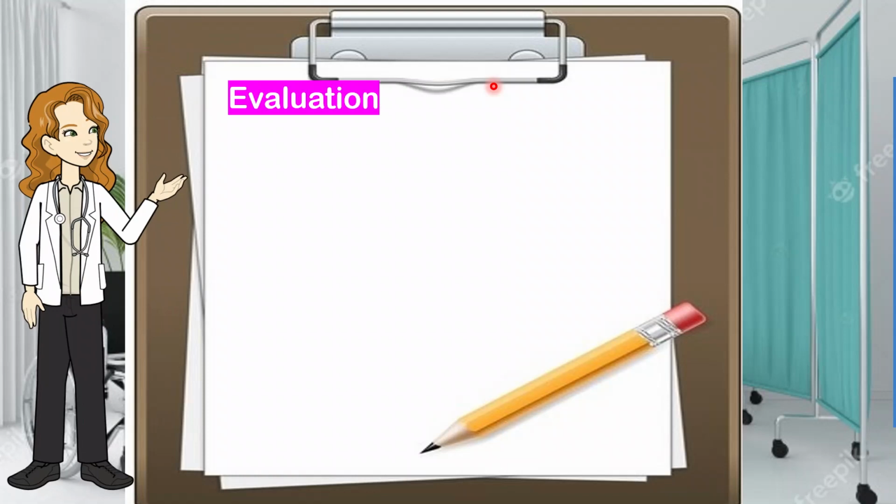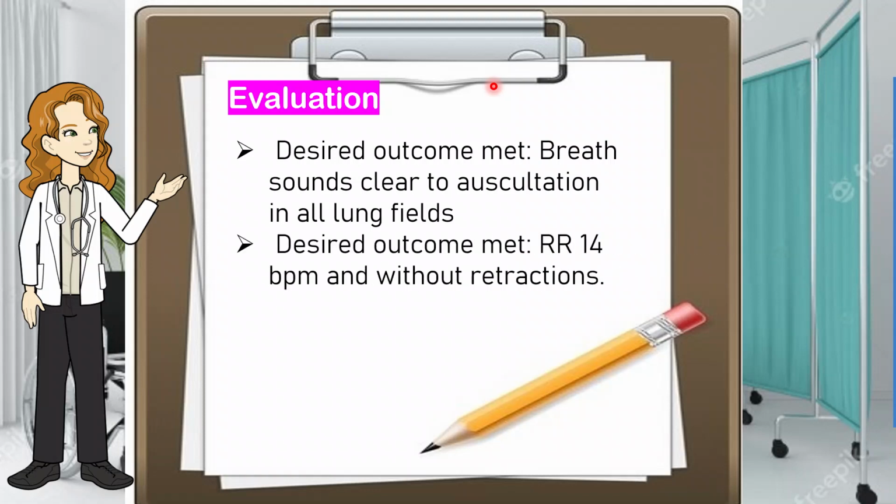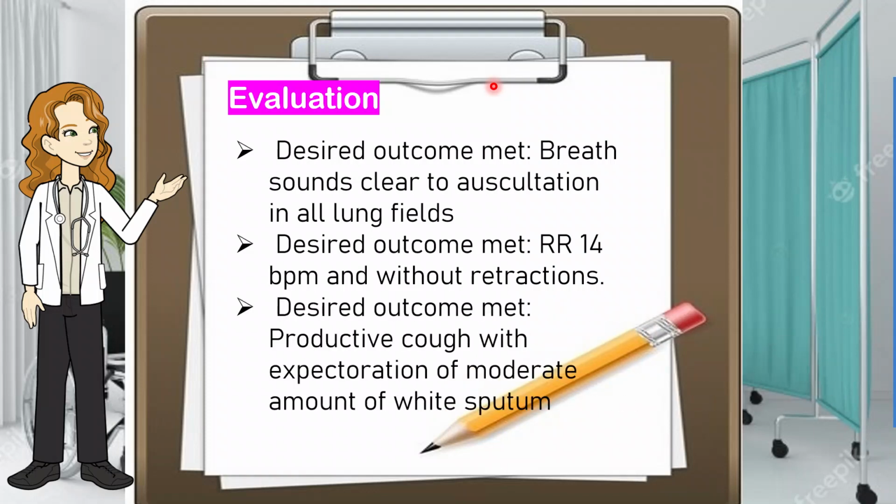So, once you have your assessment, you did your diagnosis, you did your plan, and do the procedure or the implementation or the intervention, let's now proceed with the evaluation. So, this is an example of your evaluation wherein your desired outcome met, yung plan mo na met mo. The breath sounds clear to auscultation in all lung fields. So, meaning, natanggal mo na yung mga secretions. Desired outcome met. Respiratory rate is 14 breaths per minute and without retraction. So, walang hirap, kasi na-clear out na.